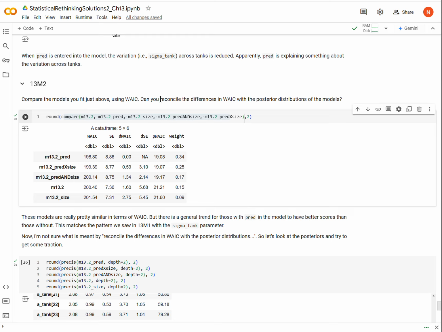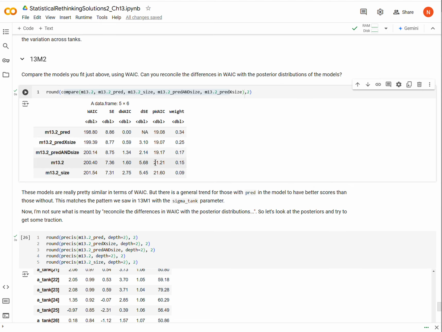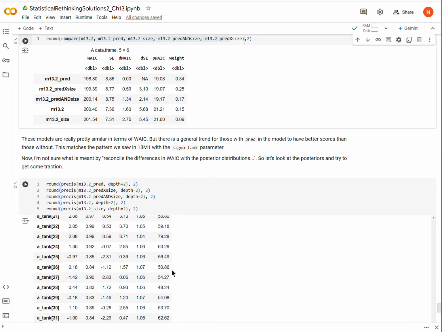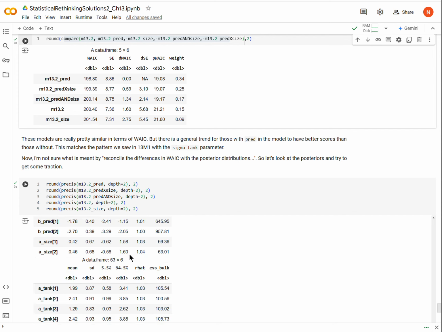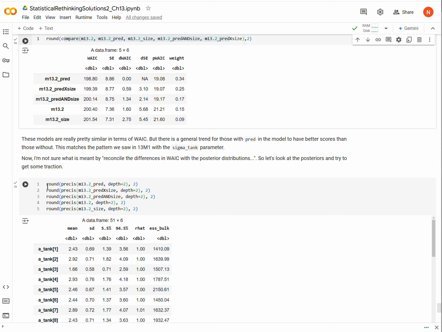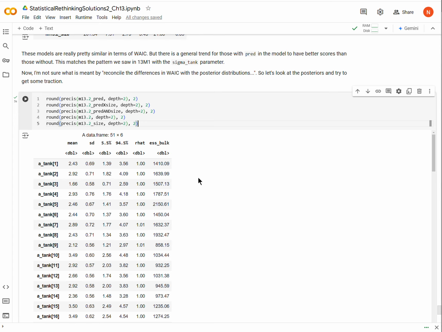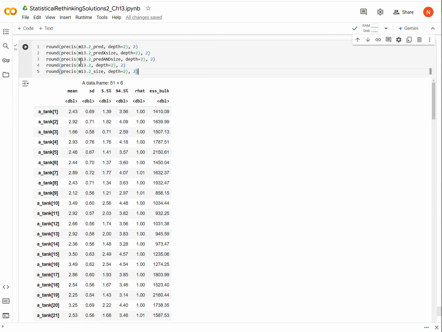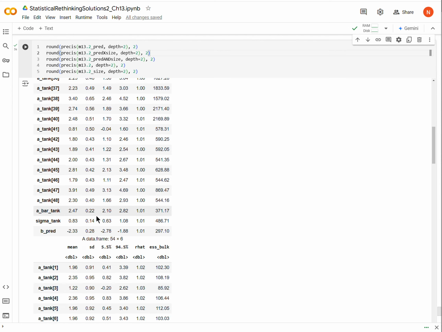That's interesting. Now we have to reconcile the differences in WAIC values with the posterior distributions. I'm not really clear what this means, or maybe I have a grasp on it now, but in order to understand the question, I just started looking at the posterior distributions. So now I have the posteriors from each of the models, ordered in terms of the ordering given on the WAIC output. This involves a lot of scrolling because you have to get depth equals 2 to get some of the parameters we want, since part of depth equals 2 is the intercept for each tank. So we have to scroll to the bottom of each of these precis outputs, unfortunately.